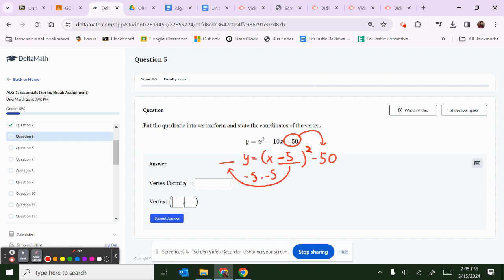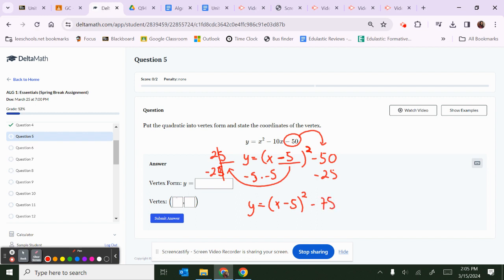Negative 5 times negative 5 is positive 25, but I don't want that positive 25 over here to the left. I need it to go over here to the right, so I need to subtract 25 on both sides of my equation. This will get canceled, and my vertex form would be y equals parentheses x minus 5 parentheses squared, and negative 50 minus 25 is negative 75.